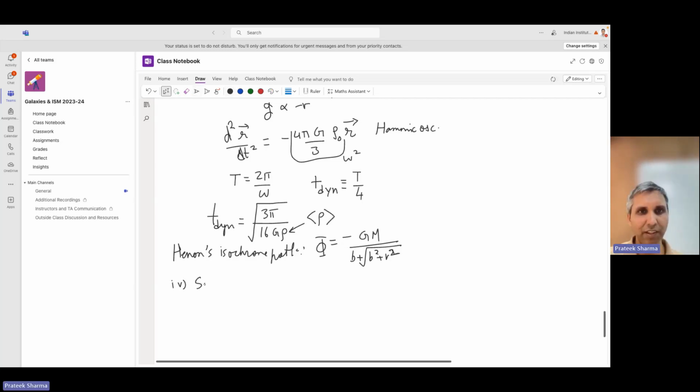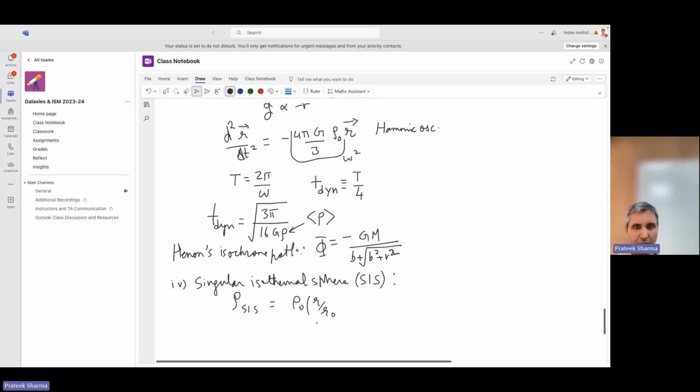The last one is something called the singular isothermal sphere, or SIS. So we know about dark matter and the flat rotation curves and all that. A singular isothermal sphere is a simple model which can give you a flat rotation curve. The density distribution of a singular isothermal sphere is equal to rho naught times (r by r naught) to the power -2.